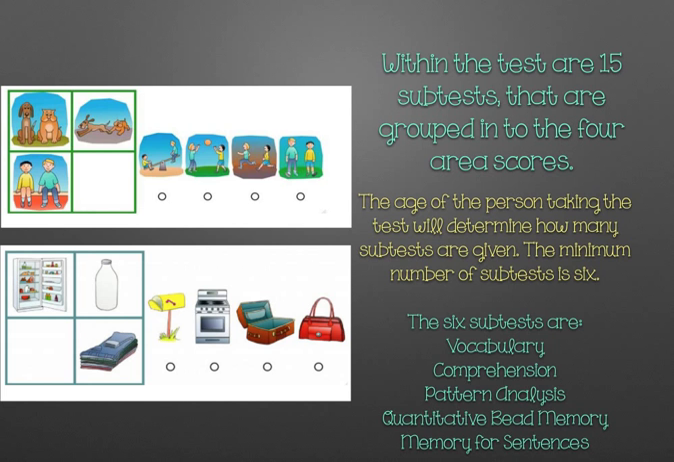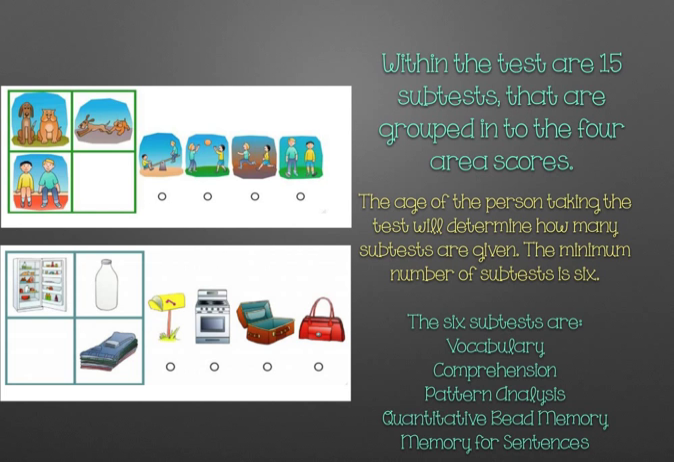So here it says that within the test are 15 subtests that are grouped into the 4 area scores. And then depending on the age of the person taking the test, it'll determine how many subtests are given. So the minimum number of subtests is going to be 6. And then the subtests are in the areas of vocabulary, comprehension, pattern analysis, quantitative bead memory, and then memory for sentences.